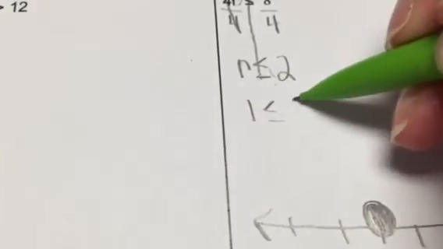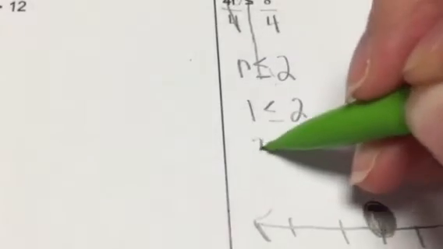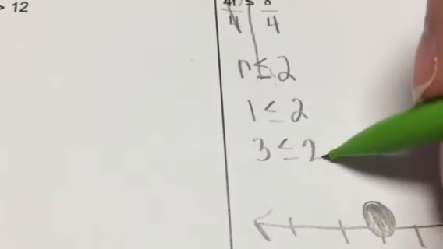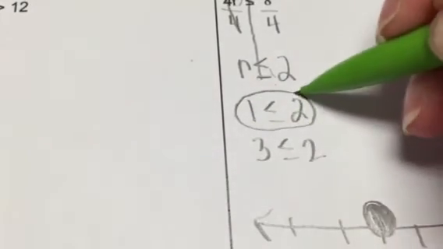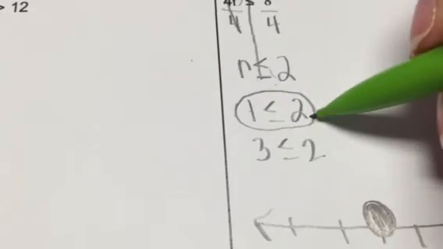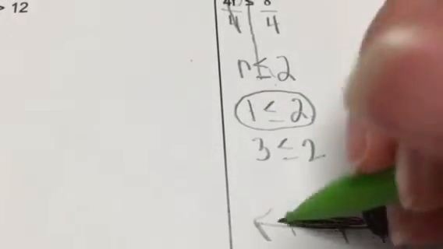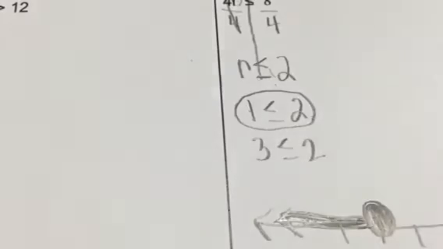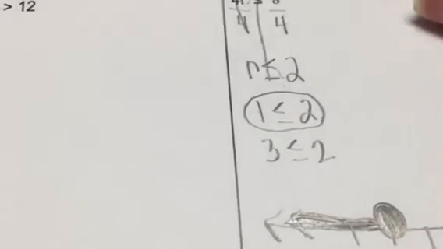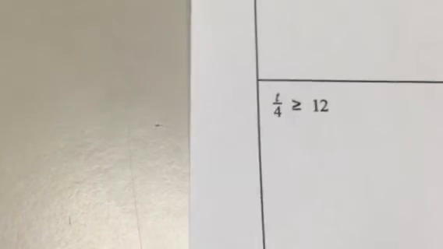1 is less than or equal to 2. And then I'm going to put 3 is less than or equal to 2. And this is the only one that's true. 1 is less than or equal to 2. So my answers will go this way. All right, let's do one more. Let's go down to this one.